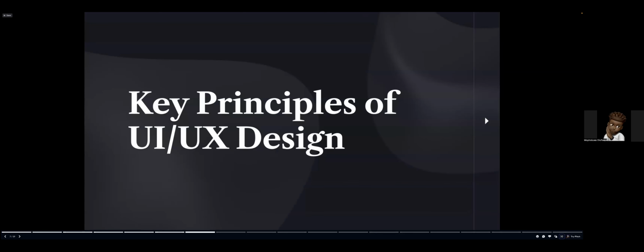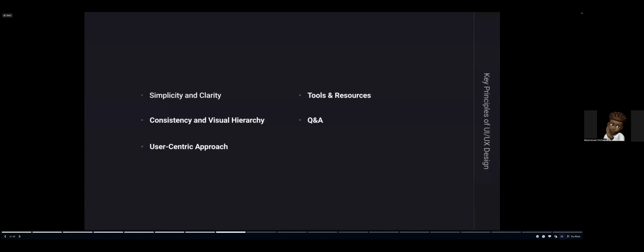Key principles of UI/UX design. We have a lot of them, but I'll just be touching on a few of them. So we have simplicity and clarity. We have consistency and visual hierarchy.